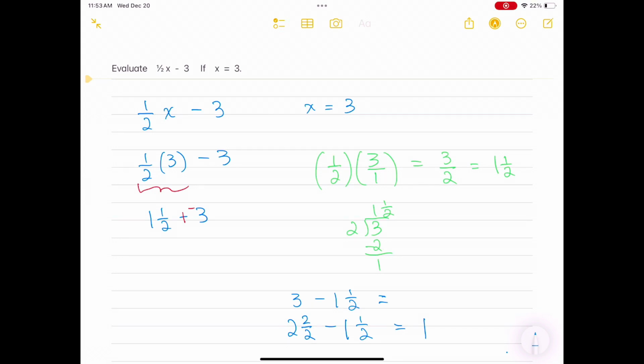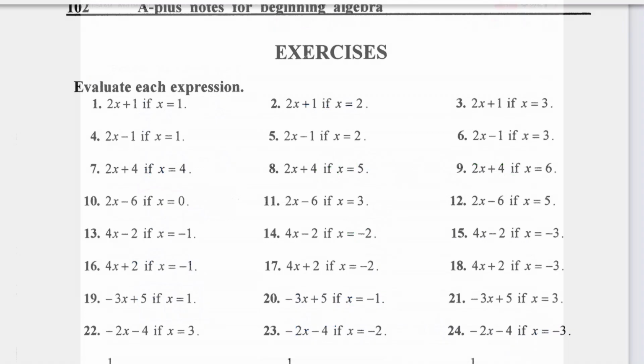So I convert 3 to 2 and 2/2 minus 1 and 1/2. 2 minus 1 is 1, and 2/2 minus 1/2 is 1/2. So now I have 1 and 1/2, and I keep the sign as a negative sign. So it's negative 1 and 1/2. We box our answer.